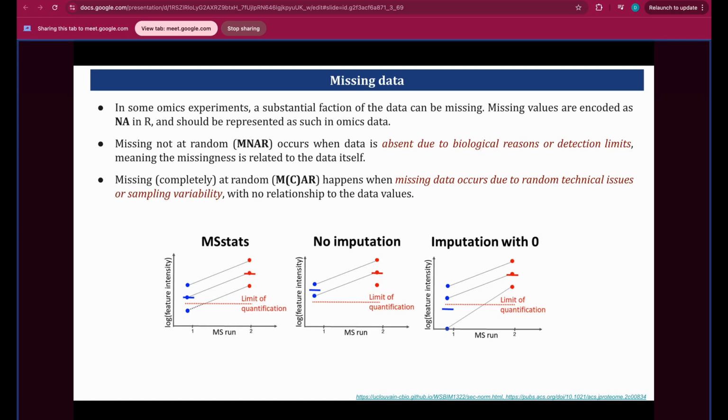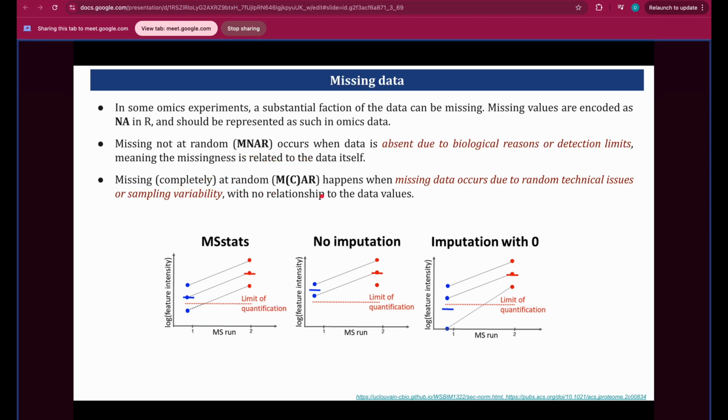Now let's look at the missing data. What can happen other than the batch effect is missing data. In certain analyses, you might not get certain values, which are missed. There are multiple reasons for missing values, so there are different types of missing values. Firstly is missing not at random. That means the values are not missing randomly. There are some biological reasons or some detection limits due to which these values are missing. So this is not a problem of the data, but a problem at your end or some technical limitation. So we cannot ignore these values.